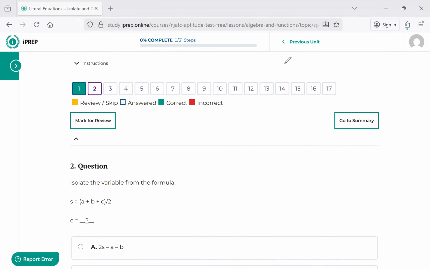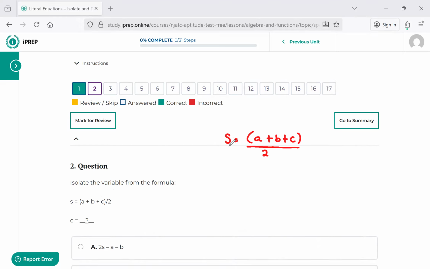So let me write it out here. We have S equals, and I don't like this slanted line. I like it completely horizontal, so I'm going to rewrite that divided by 2 as a completely horizontal line, over 2.